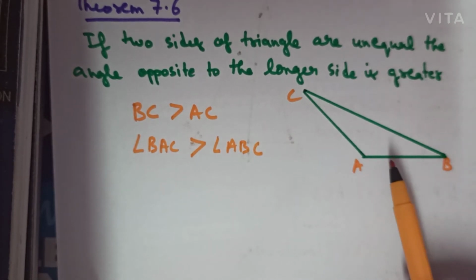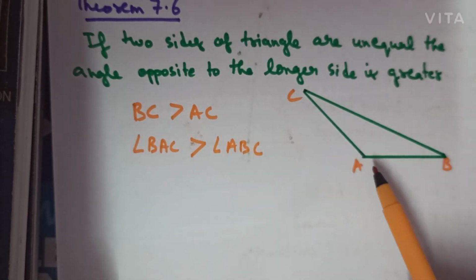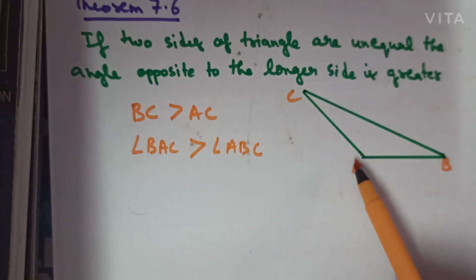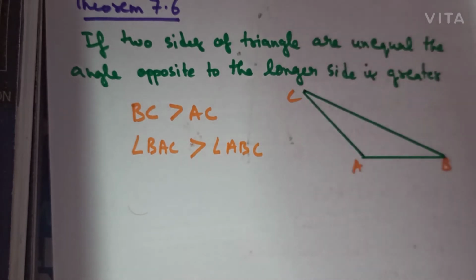The angle which is opposite to the longer side will be greater. So since BC is greater than AC, the angle opposite to BC will be greater than the angle opposite to AC. This is theorem number 7.6.